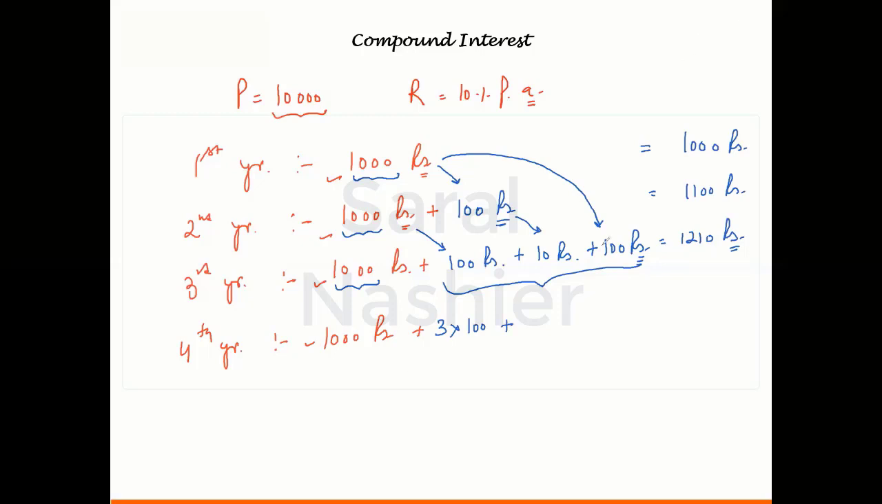Plus I will also be getting 10% of each of the three 100s, so that will give me 3 times 10, and 10% of this 10 will also give me 1 rupee. So ultimately the interest for the fourth year would become 1331 rupees. So this is how compound interest works, in which you not only get interest on the principal, you also get interest on interest, which was not there in case of simple interest.